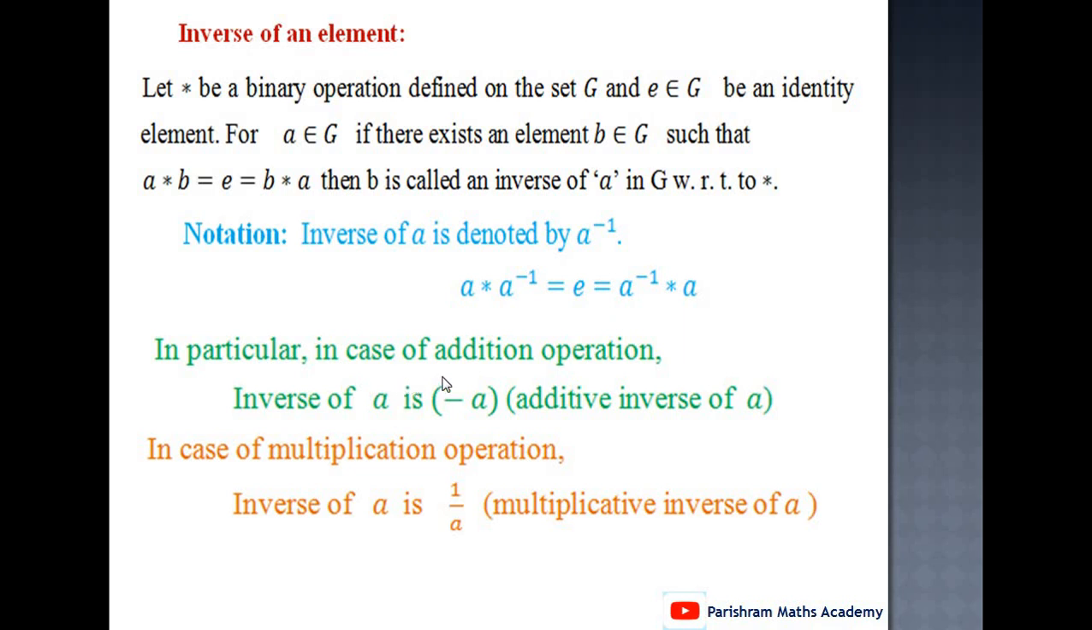In the particular case of the addition operation, the inverse of a is minus a. That is, minus a is the additive inverse of a. If addition is the binary operation, then 0 is the identity element and the inverse of any element a is minus a. In case of the multiplication operation, the inverse of a is 1 upon a. We know that the multiplicative identity element is 1. a into 1 upon a is nothing but 1, that is, the inverse of a is 1 upon a. That is, 1 upon a is called the multiplicative inverse of a. This is the definition of inverse.